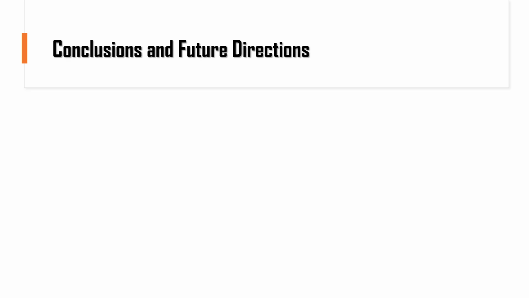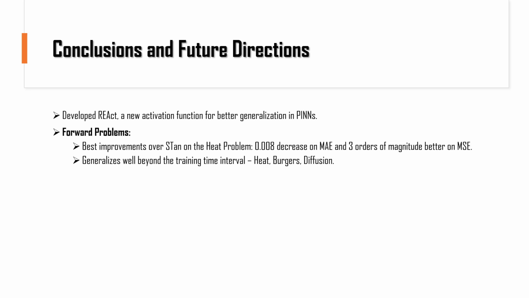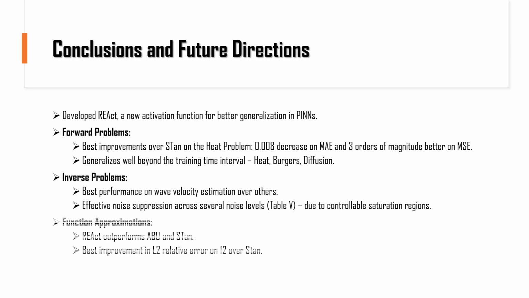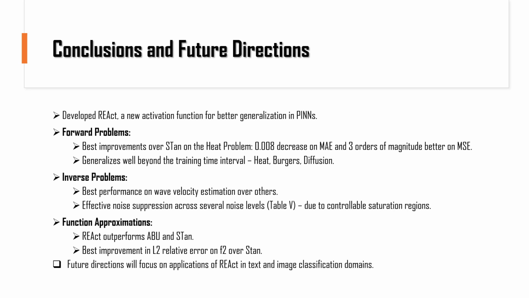In this work, we developed a novel adaptive activation function called REACT for PINNs and showed its effectiveness across a wide range of tasks: forward problems, inverse problems, and function approximation. REACT outperforms existing activations and the state-of-the-art adaptive activations in these problems. In future work, we will extend REACT to more classical deep learning problems such as classification, object detection, etc.